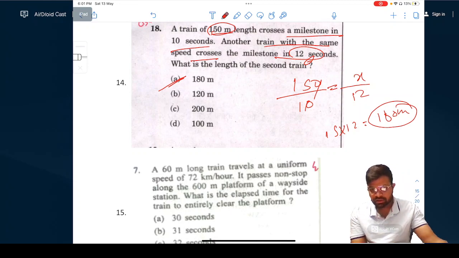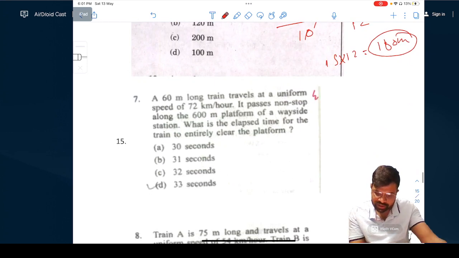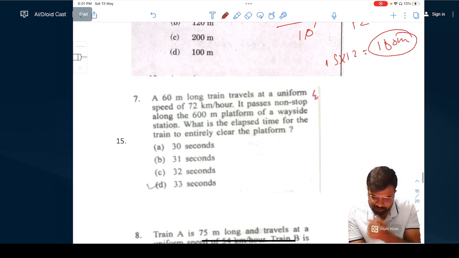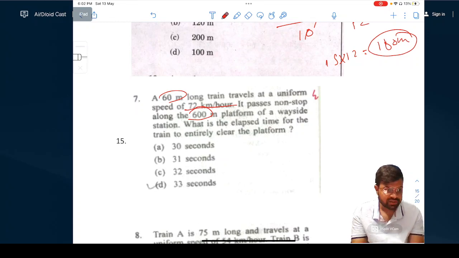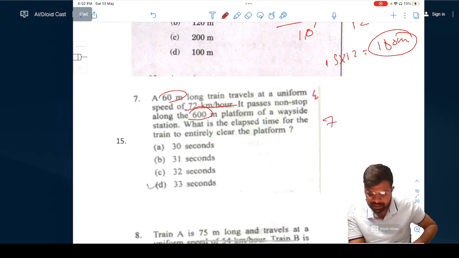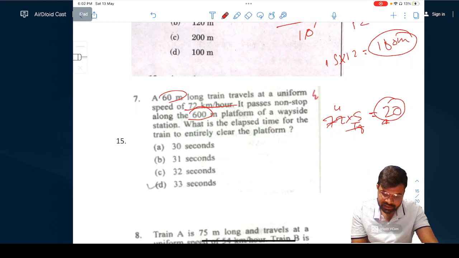Again, a 60 meter long train travels at a uniform speed of 72 km per hour. It passes non-stop along a 600 meter platform of a wayside station. So this is the speed, this is the length of the platform. First we will convert this into meter per second. 72 into 5/18, it will be 5 into 4, that is 20. Okay, and the total length is 660.